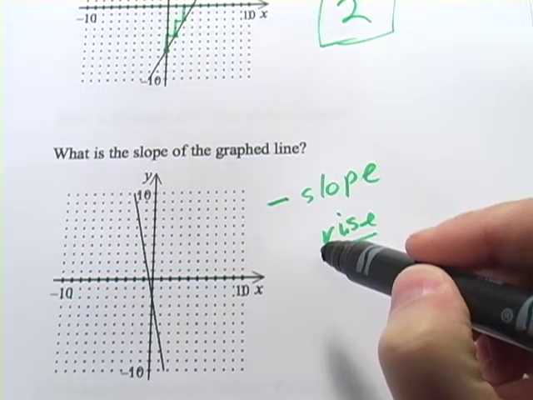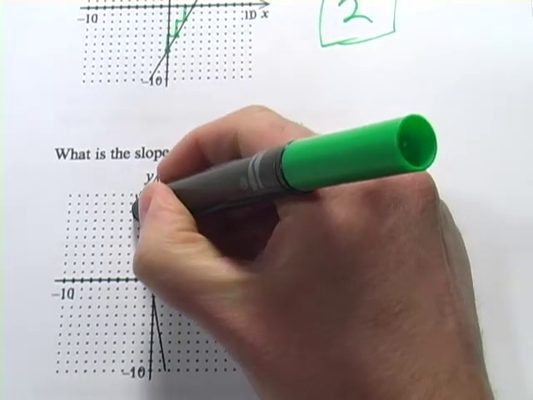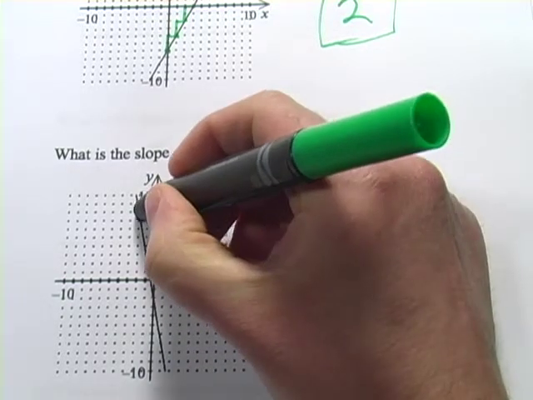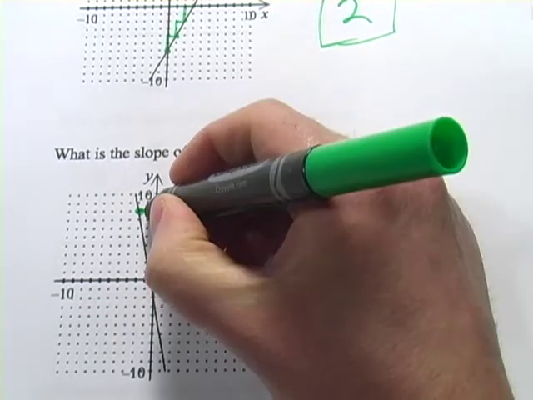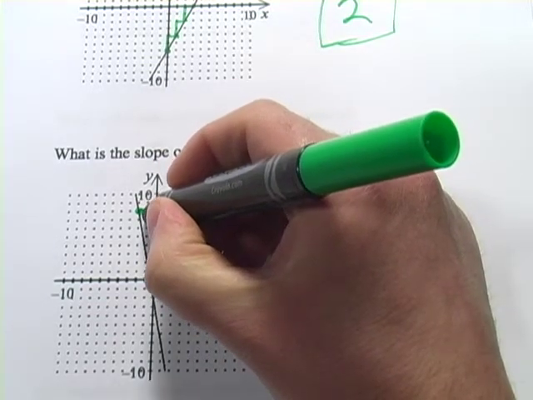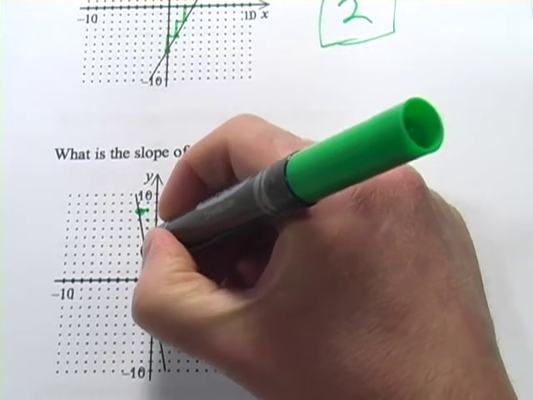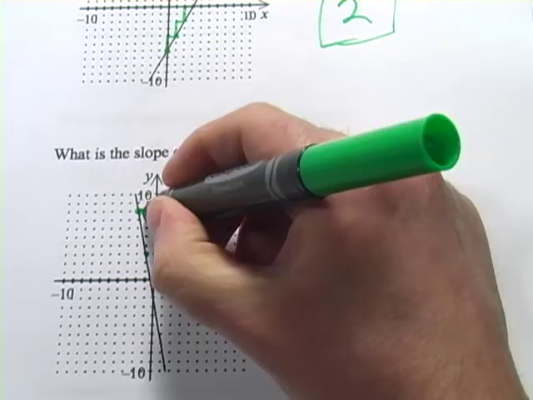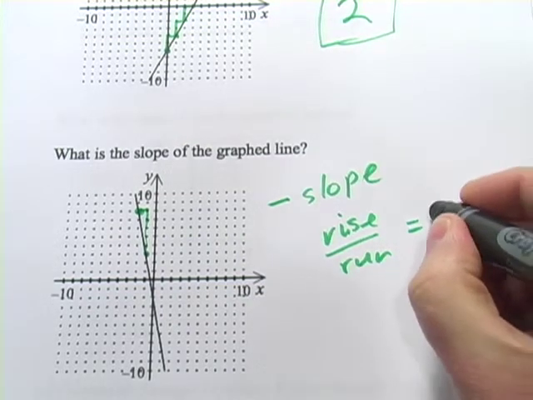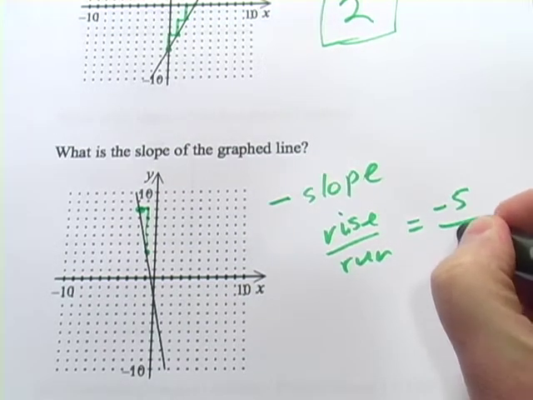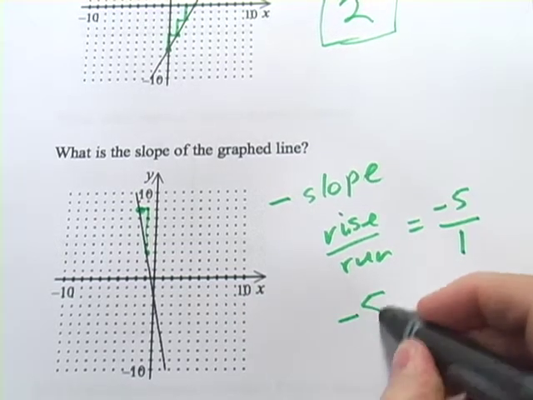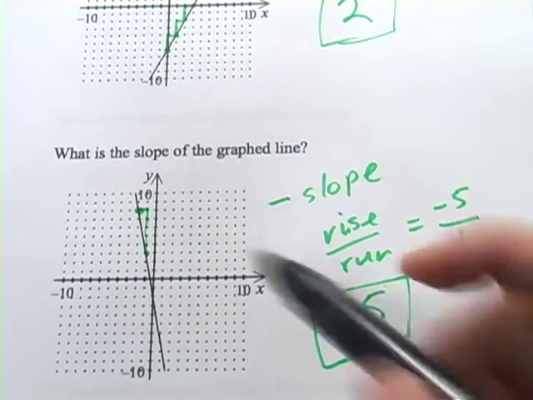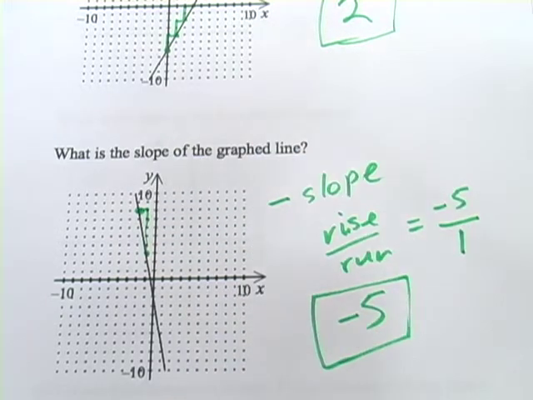What I want to do is find a point. Here's a point where it touches exactly on the point. And then I'm going to go over 1, so my run will be 1. And then let's see where it hits the line again. 1, 2, 3, 4, 5. So it looks like I go down 5. So my rise is a negative 5. It's down 5. My run, I went over to the right 1. So it's negative 5 over 1, which is the same thing as negative 5. Anytime you see a line that slopes down like that, it's going to be a negative number. So slope is rise over run.